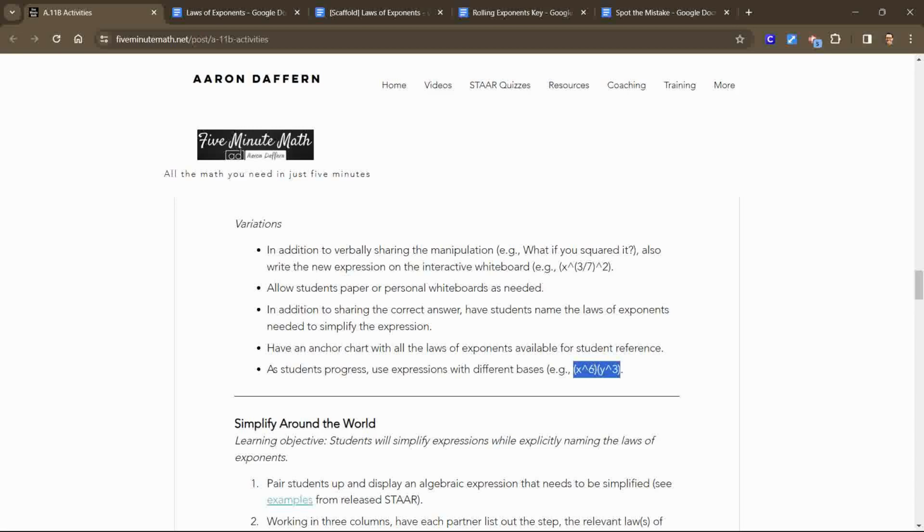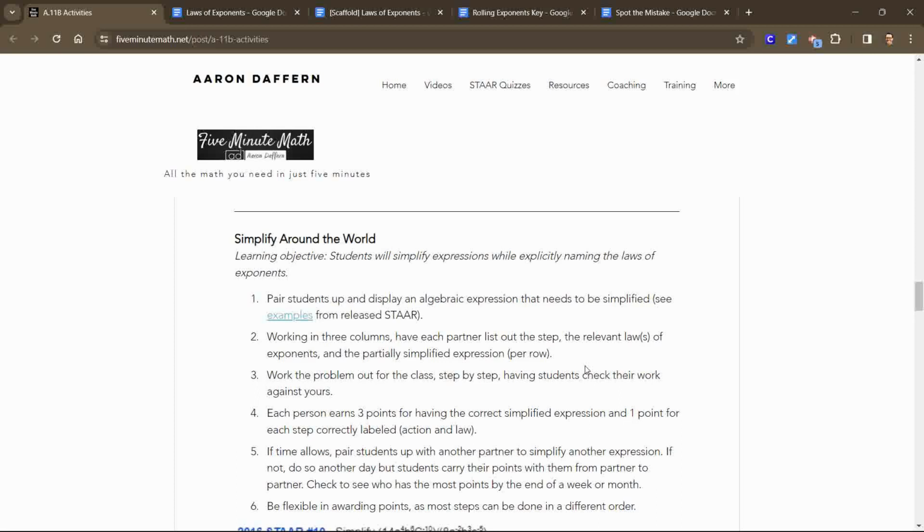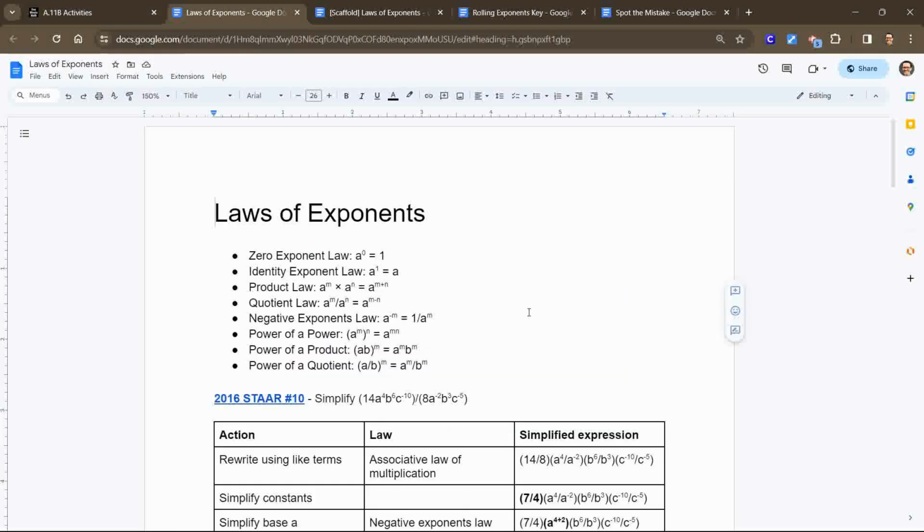So you can have x to the 6 times y to the 3rd, and you can do things with two different bases. So that's our first activity. Our second activity is simplify around the world. So what you're going to do is pair students up and display an algebraic expression that needs to be simplified. So here are some examples from released STAR.